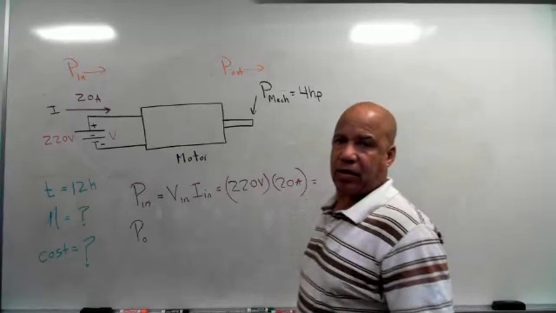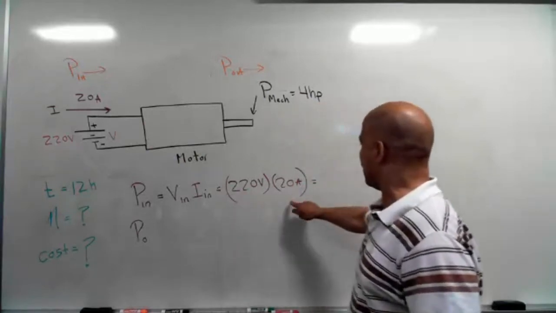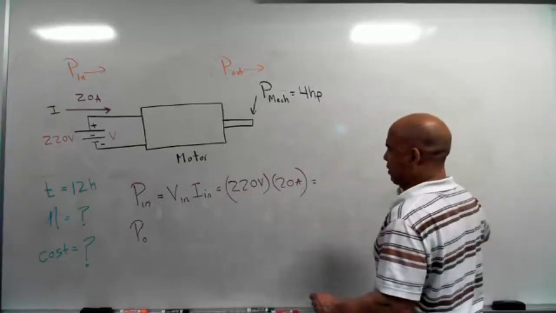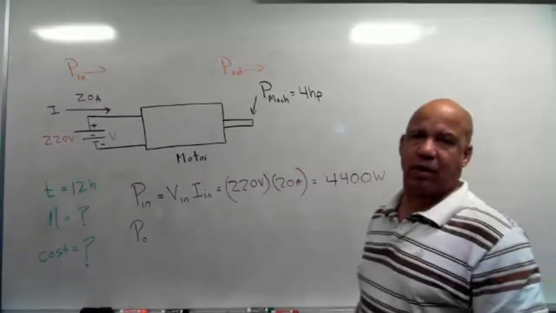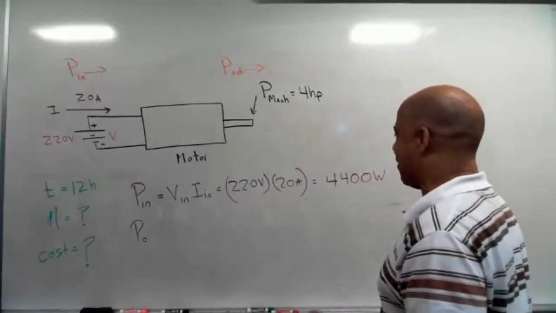I don't have a calculator. Can somebody do 220 times 20? Is that 4,400? I think that's 44. Yeah, you didn't even need a calculator for that one. I'm so tired though. I don't know what I need a calculator for and what I don't.